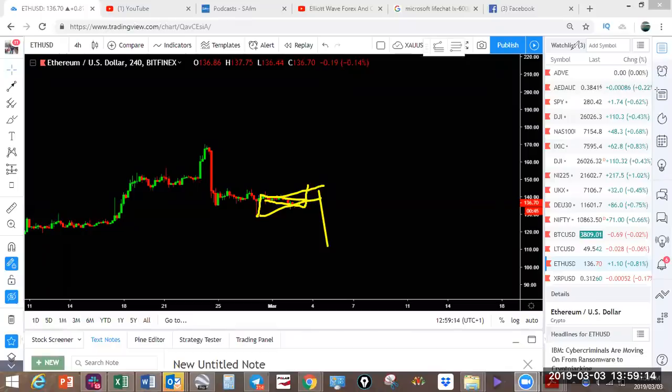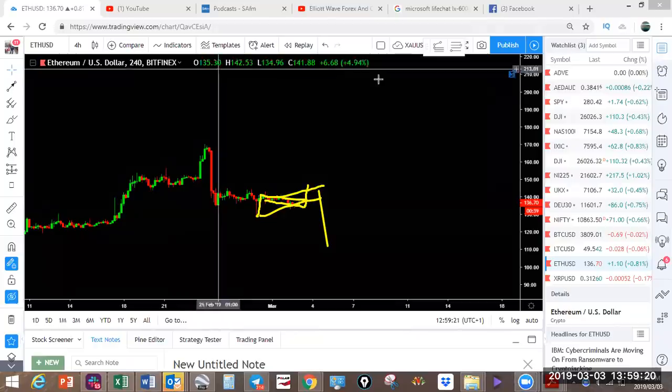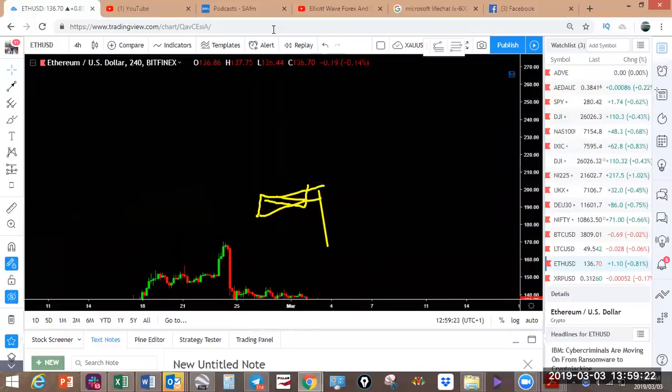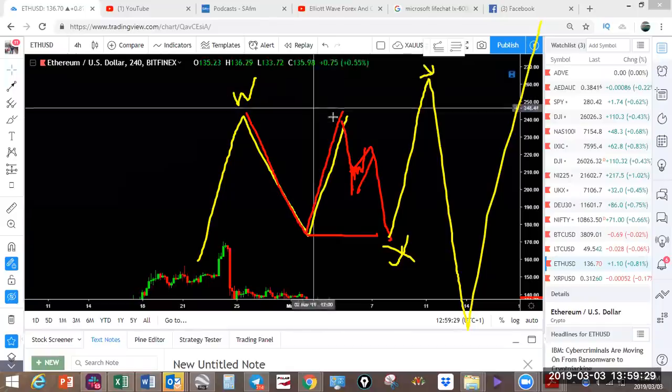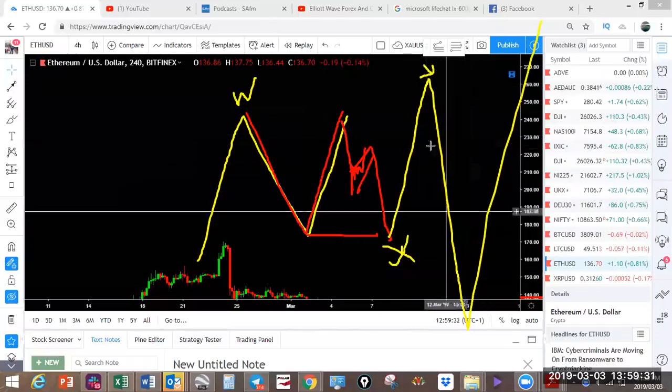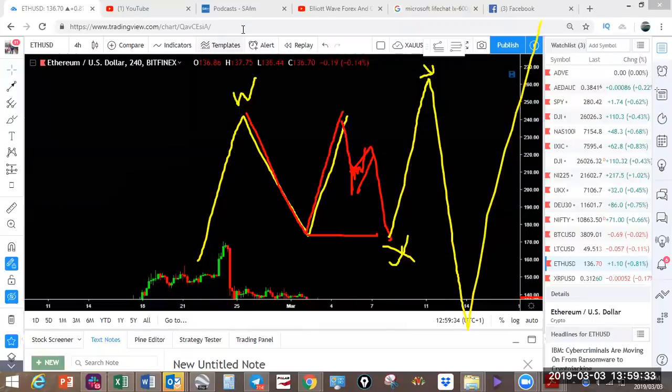Someone is asking, from the yellow, why go down in 3 or 5? Let me just go back here, because I've already taken that off. Let me see if I can bring it up. From the yellow Y, it can be 3 or 5 depending on the structure. It can be 3 or 5. We'll update that as it happens.